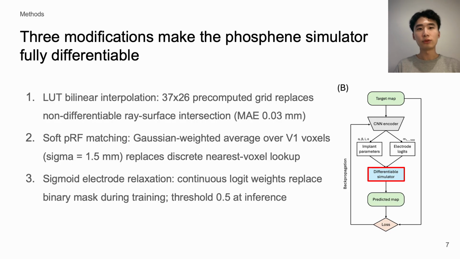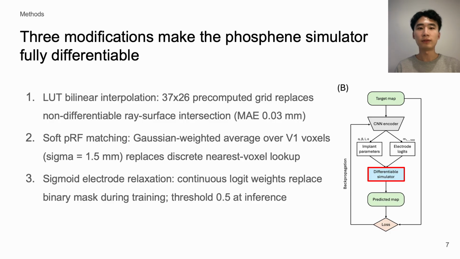To train end to end, we needed the phosphene simulator itself to be differentiable, and the original one was not. We made 3 modifications. First, the surface distance lookup table. The original used non-differentiable ray surface intersections, and we replaced it with a pre-computed grid and bilinear interpolation, with a mean error of only 0.03 millimeters.